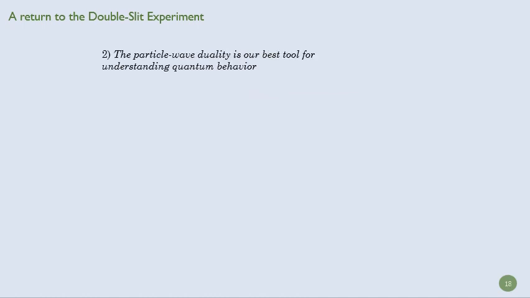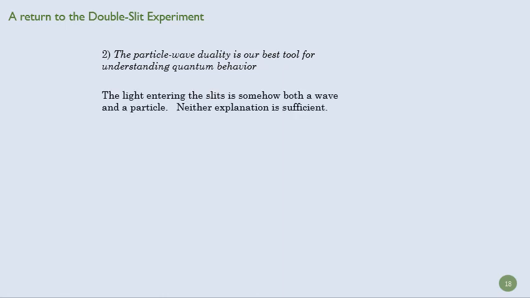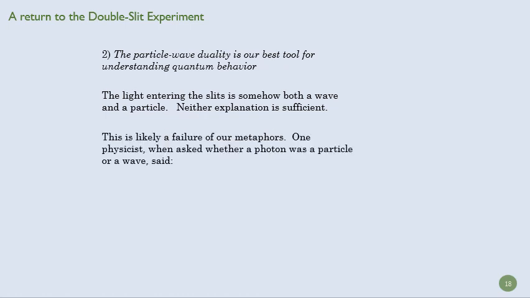The second thing that's important is that the particle-wave duality is our best tool for understanding quantum behavior. So what that means is that we have to keep two different ways of understanding light in our head at the same time. It behaves like a wave and it behaves like a particle. Neither of those is sufficient on its own. Both are wrong in particular applications. And so we need to have them both as a way to talk about it.